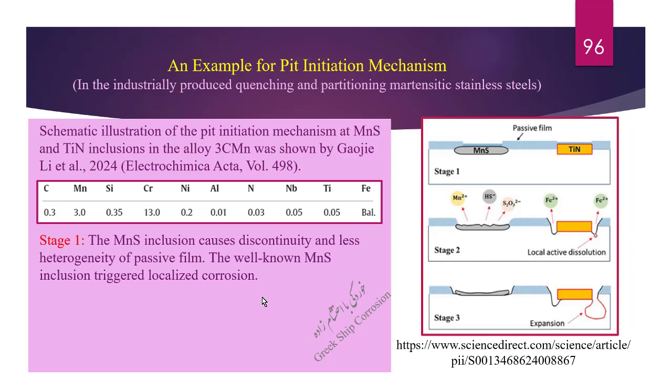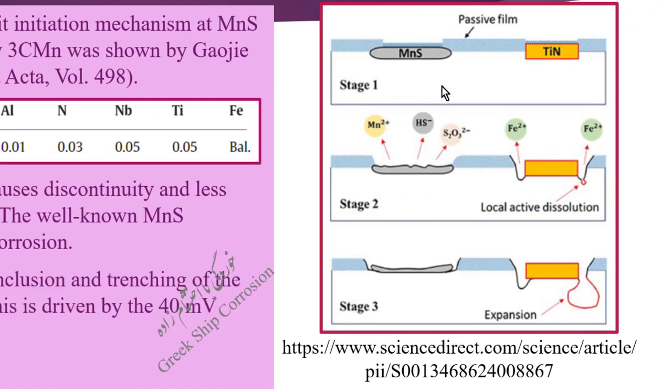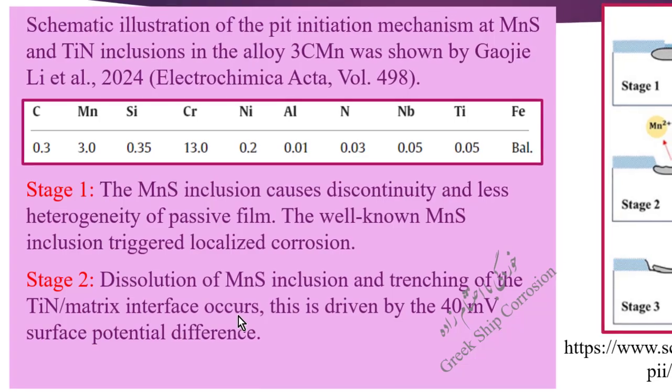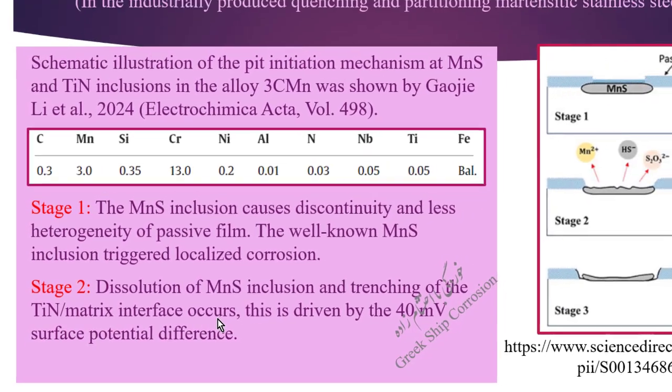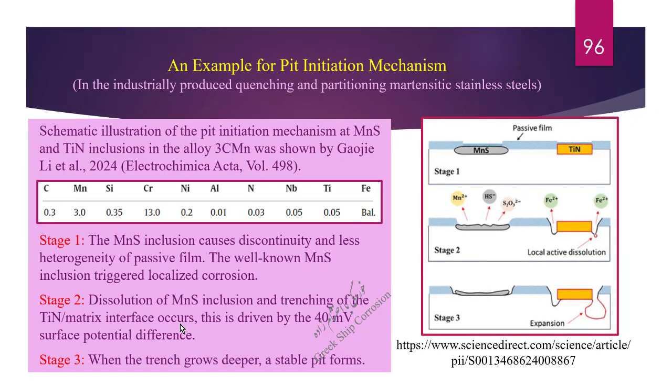Stage 1. The MnS inclusion causes discontinuity and heterogeneity of the passive film. The well-known MnS inclusion triggered localized corrosion. Stage 2. Dissolution of MnS inclusion and trenching of the TiN matrix interface occurs. This is driven by the 40 mV surface potential difference. Stage 3. When the trench grows deeper, a stable pit forms.